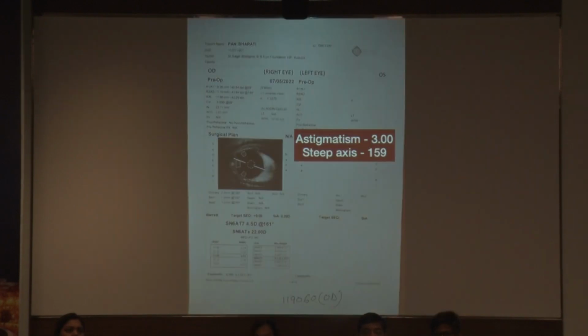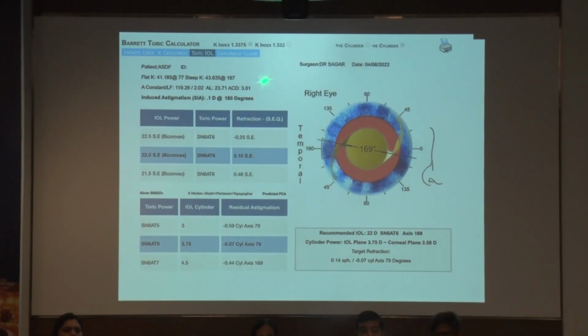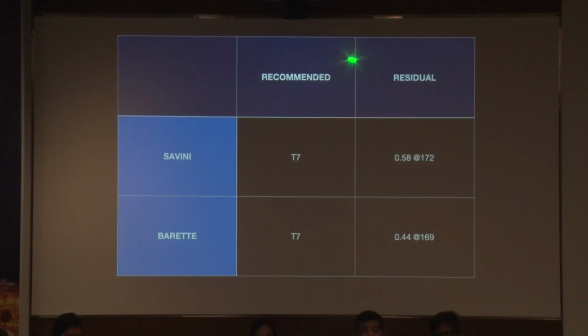What you will get. Barrett of course gave me a cylinder of 3. So you have three different readings like this. You make use of the integrated K in this, and then the Toric calculator, and this is what we get from both. You get a T7, with residual around 0.58 and 0.44. But imagine if the PCA would have been more than 0.5, this T6 will become T5.